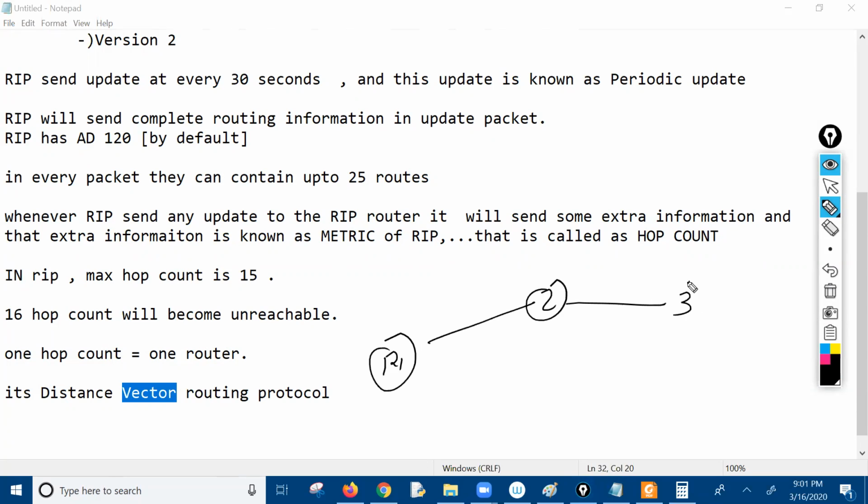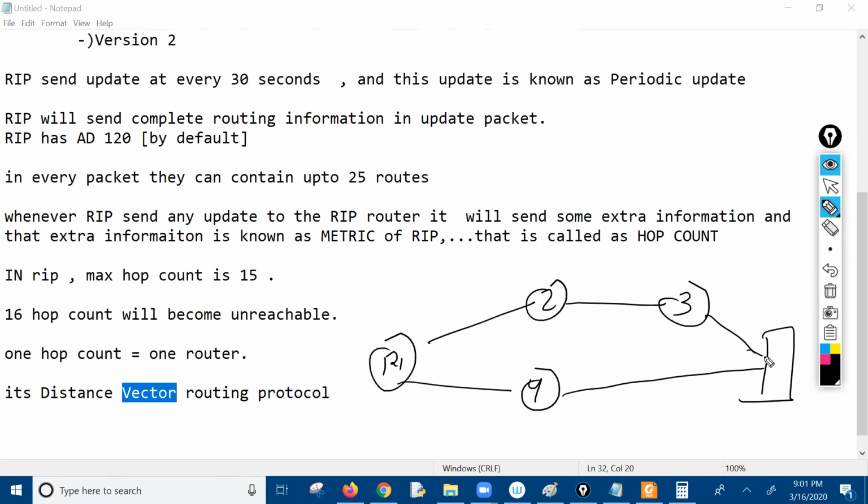Sir, one question. Yeah, tell me. Hop count. We are saying that if it is connected serial-wise, 15 hop count, right? Its maximum supports. What happens if it is connected in hub and spoke topology, more than 15? So the same thing will happen in hub and spoke technology.